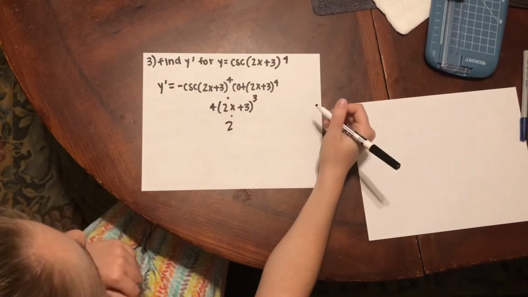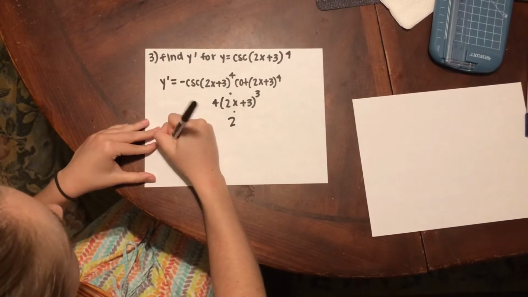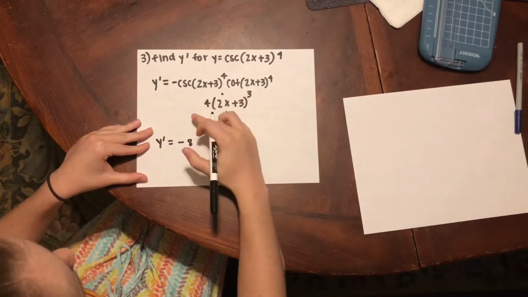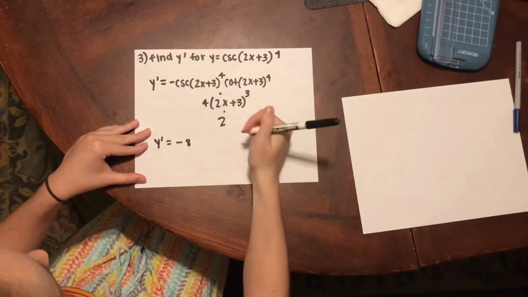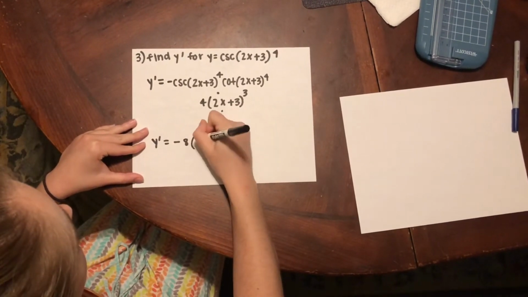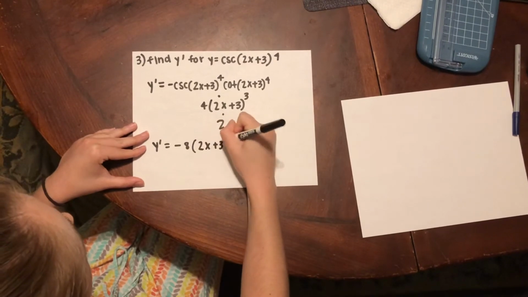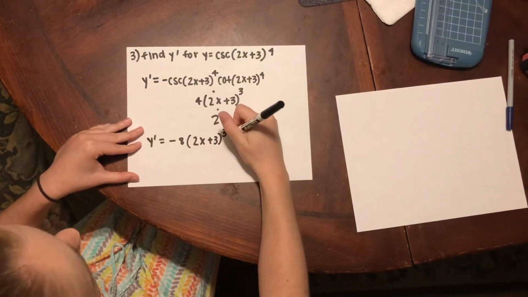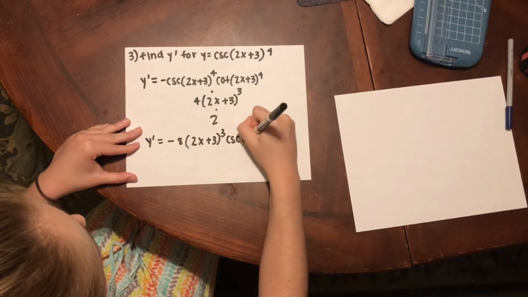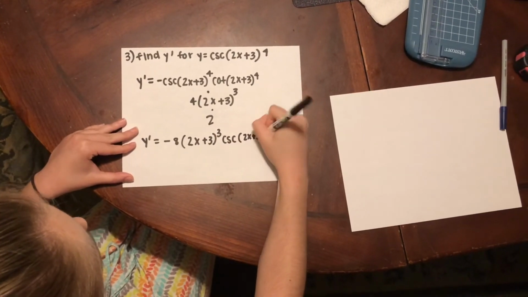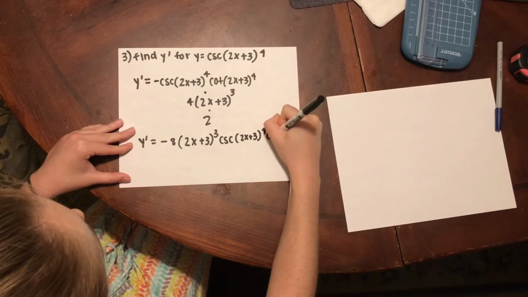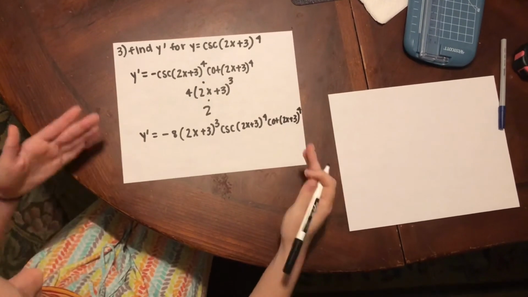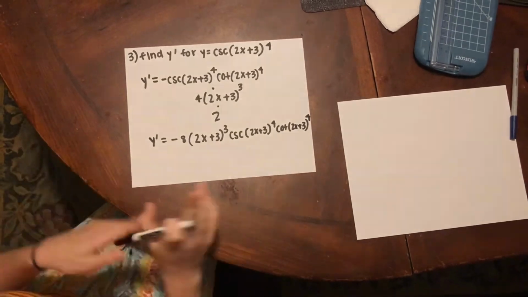So when we simplify all of this, you get y prime equals negative 8, because 4 times 2, and then the negative, that's where the negative 8 comes from. And then 2x plus 3 cubed, getting rid of this part of it. And then we have cosecant 2x plus 3 to the 4th times cotangent 2x plus 3 to the 4th. And that's how you do a more difficult chain rule problem.